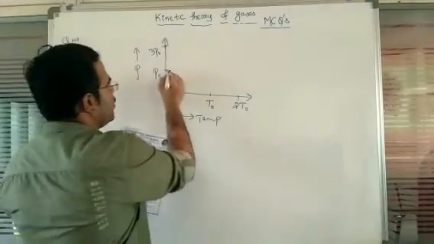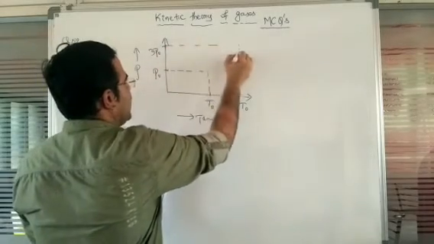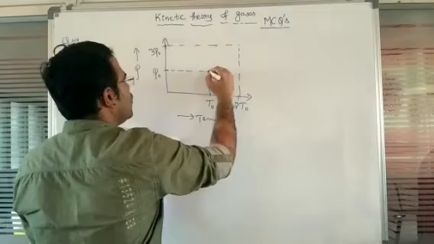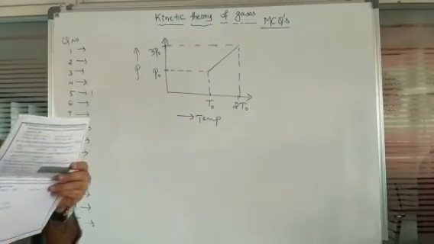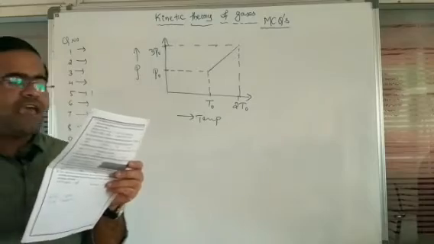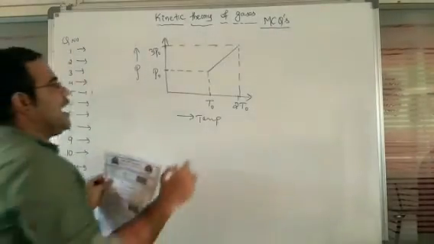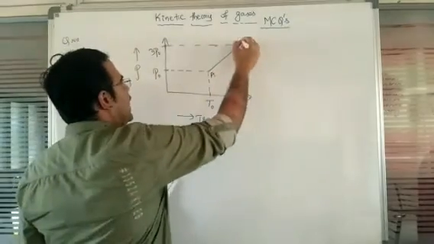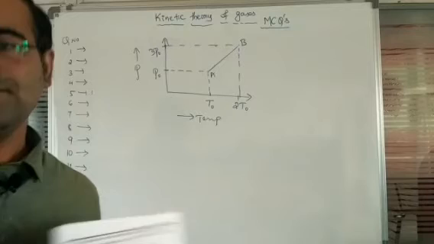Now, when we observe the graph, this is the first point and this is the corresponding second point. Now, what is the density of the gas at point A? You have to identify the density at point A. This is the point A and this is point B.